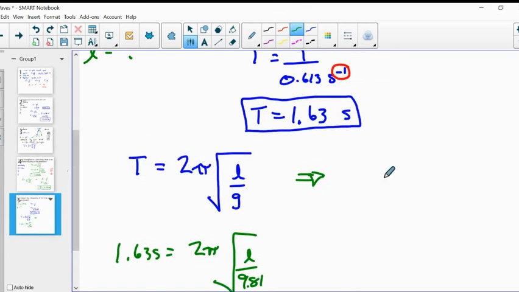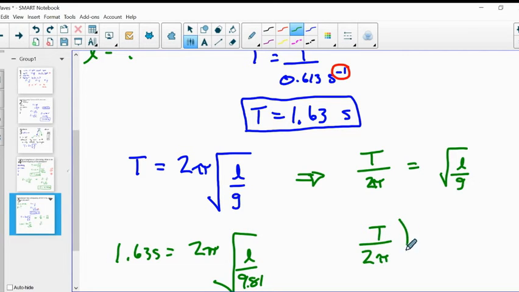Okay, so let's see. I'm going to take my period, divide that by 2 pi. That equals the root of L over g. So there's the algebra. I divided both sides by 2 pi. Then I'm going to get rid of the square root symbol. So if I take both sides of my equation and I square it, that will get rid of the square root symbol.